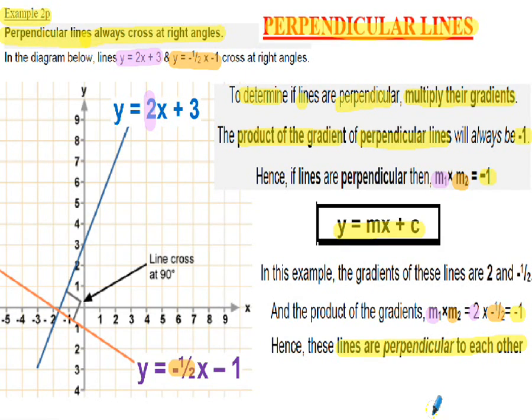So just to reiterate, given two lines of the form y equals mx plus c, we multiply the gradients together, i.e. the m values, and if the product of those gradients is negative 1, we have perpendicular lines.